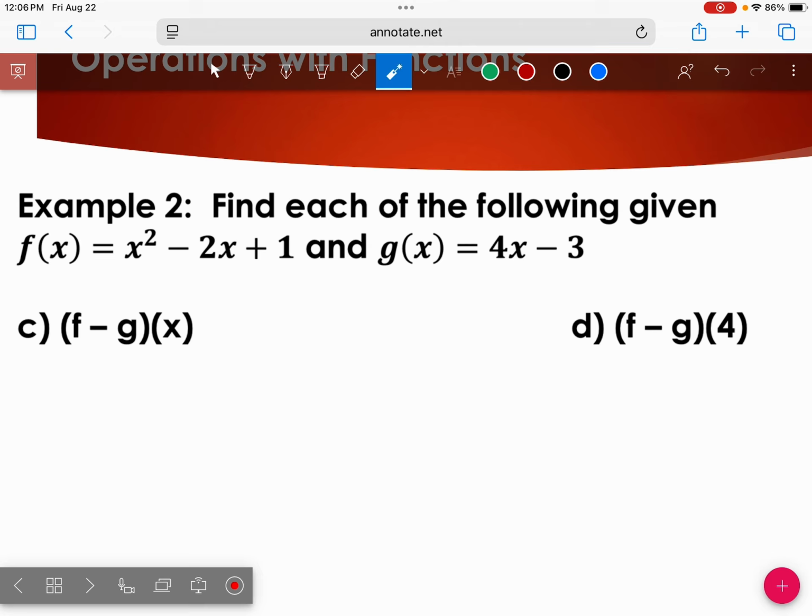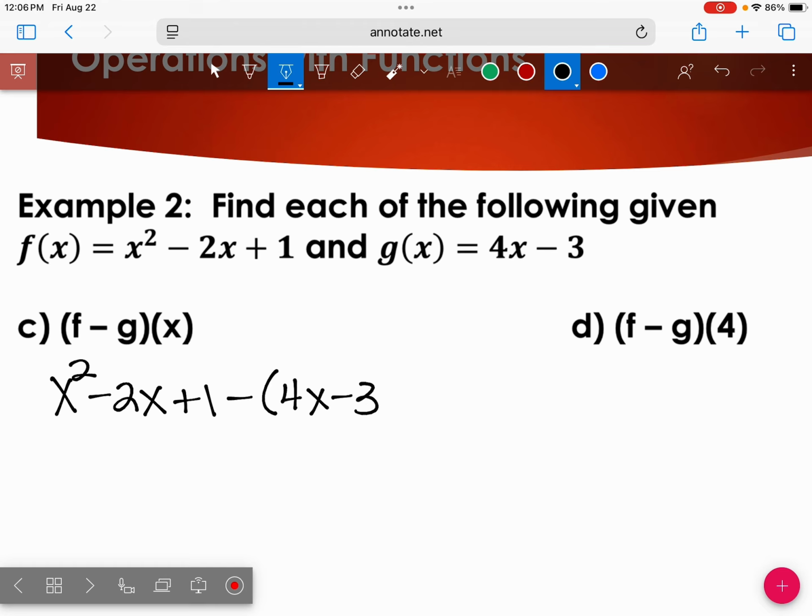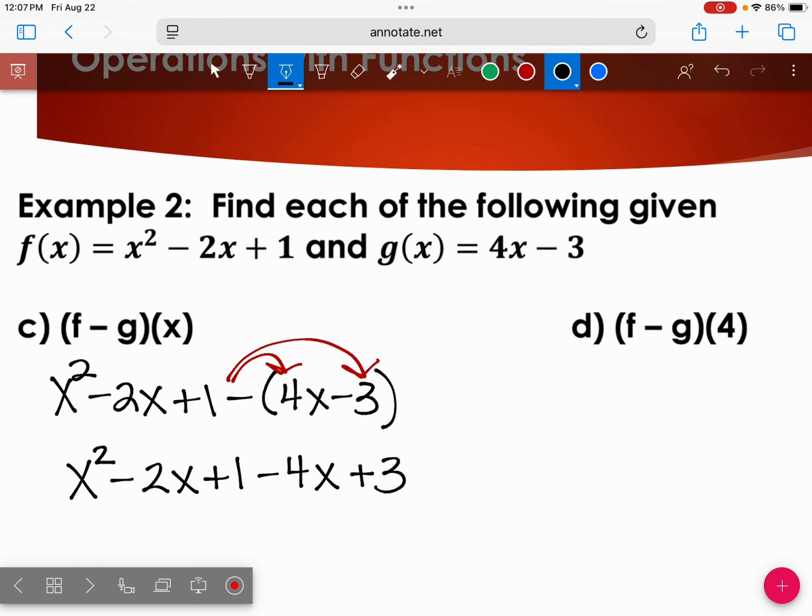So taking our two functions, this time we are going to subtract. So I have x squared minus 2x plus 1 minus g. Now, why do you think I put the g in parentheses this time? We have to distribute the negative first. So I'm going to put it in parentheses, distribute, and then combine your like terms. So go ahead, see what you get.